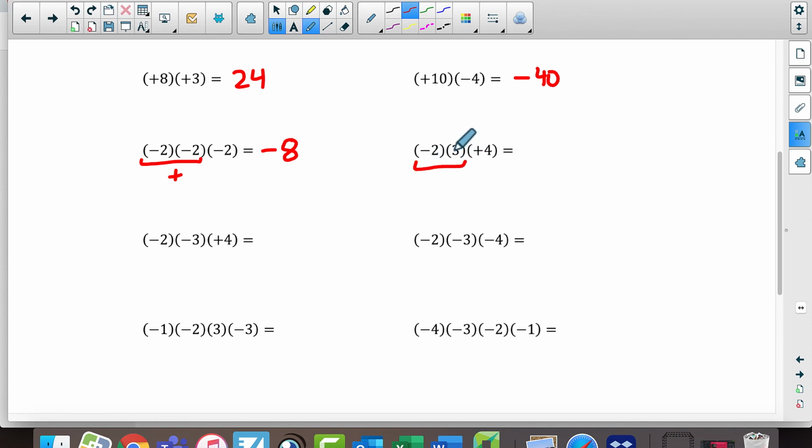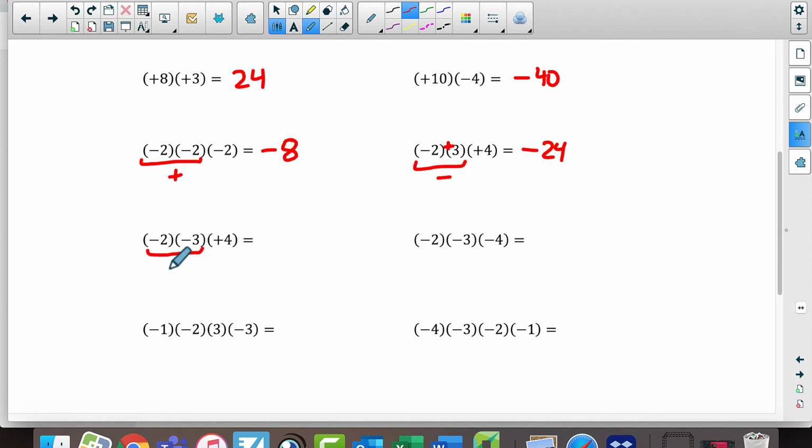Okay, let's try this one. Negative 2 times 3. Well, if it just says 3, it means positive 3, doesn't it? So a negative times a positive is a negative. And then a negative times another positive. So again, it's one negative, one positive. It's also negative. So our final answer is going to be negative. 2 times 3 is 6. 6 times 4, 24.